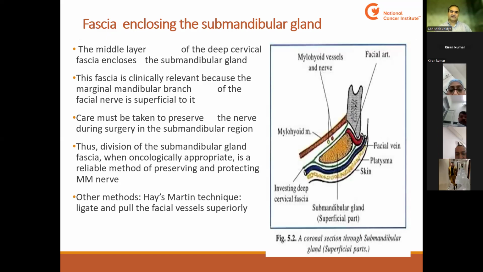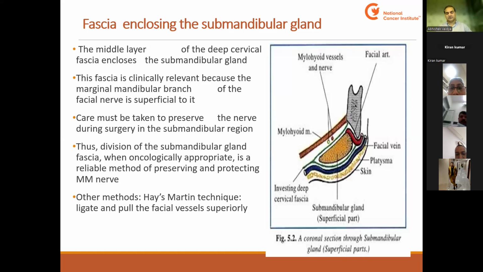The middle layer of the deep cervical fascia encloses the submandibular gland. This is clinically relevant because the marginal mandibular nerve is superficial to it. So how do we preserve this nerve at surgery? At surgery, if oncologically appropriate, for example, if there are no nodes at 1B, or if you're doing a submandibular gland resection for a benign lesion or for chronic calculi, then a simple thing to do is to divide or to incise the submandibular gland fascia.